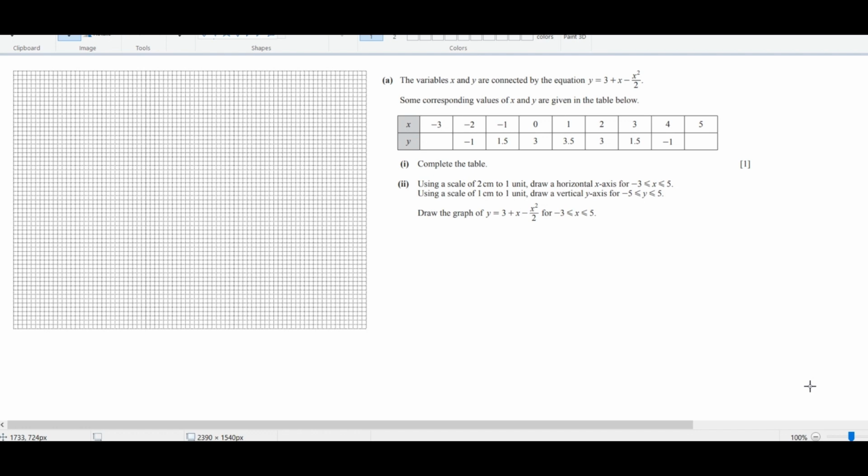Okay, so the function is this, and first we need to complete the table. So for the values of y, I need to substitute in the values of x. So first one is -3 because this is missing, and the second one is 5. I'm just going to put y is equal to 3 plus, instead of x, I'm going to write -3 minus.